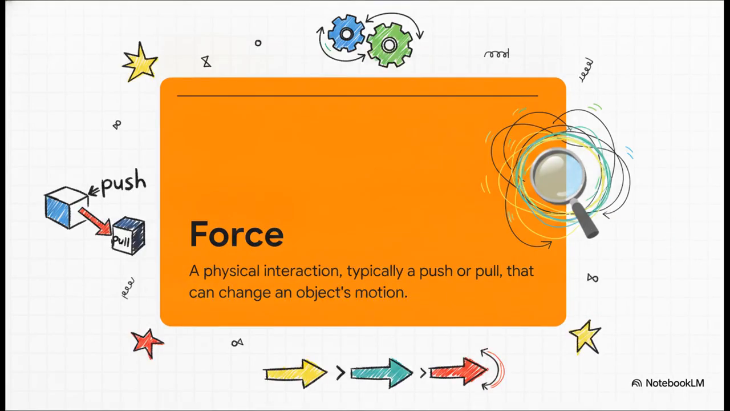And within that carefully chosen system, we look for forces. A force is really just the physical interaction happening between those specific objects we just isolated. Usually, it's just a push or a pull. Whenever you observe a change in an object's motion within your system, say something speeds up, slows down, or changes direction, you are witnessing the direct result of a force at work.